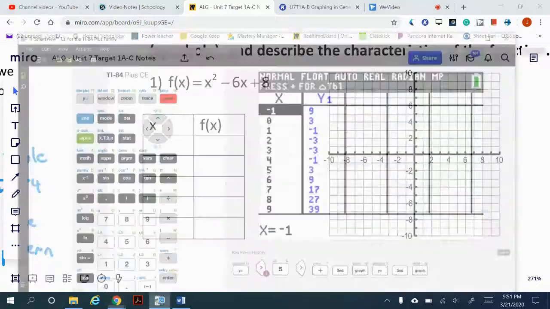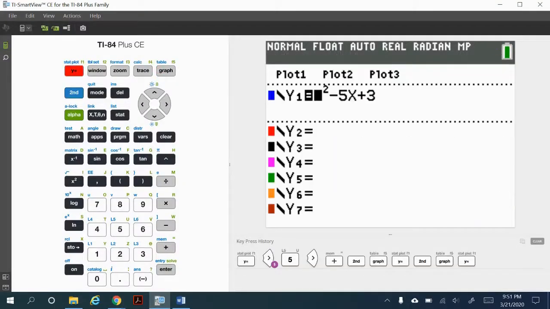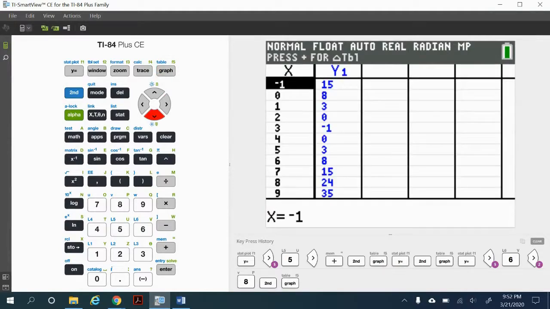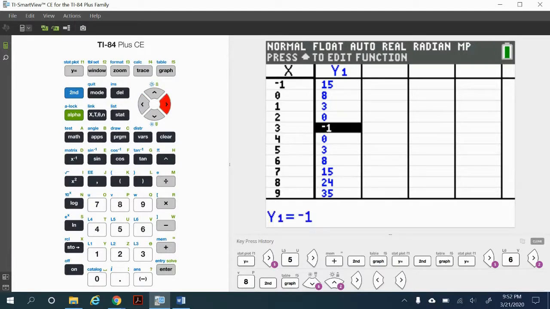So if we go to our TI, I've got x squared minus 6x plus 8. And if we look at the table of that, I can scan up and down, and it sure looks like, right here, 3, -1. That's kind of the middle. I see as I go to the left here, as my x values get smaller, 0, 3, 8, 15. As my x values get bigger, 0, 3, 8, 15, right? We can see that that's the middle value.